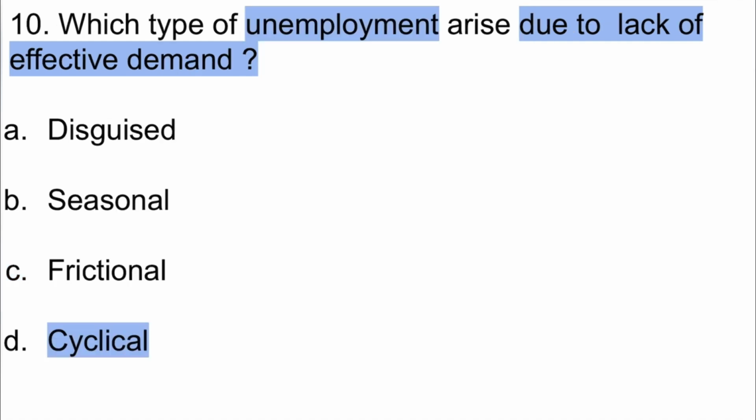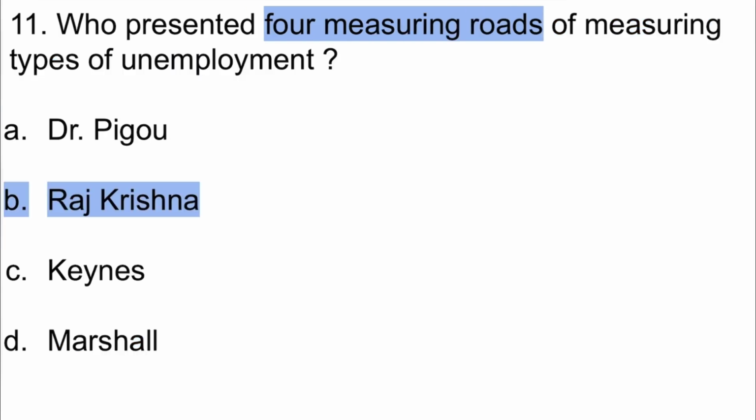10th, which type of unemployment arises due to lack of effective demand? Here, unemployment due to effective demand is the keyword. Answer is cyclical unemployment. Option D is the correct one. 11th, who presented 4 measuring rods of measuring type of unemployment? 4 measuring rods of unemployment are presented by Raj Krishna. Option B is the correct one.